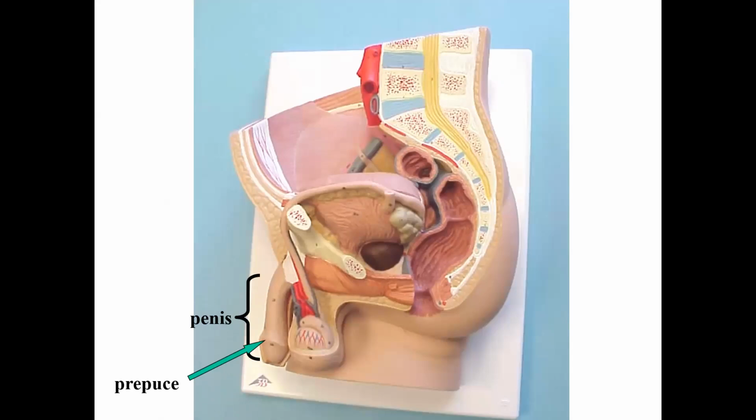The tip of the penis is called the prepuce or the foreskin. The foreskin covers the head of the penis all the way up to the urethral opening, and there's nothing wrong with that, other than the fact that for hygiene, the male has to pull that skin back.